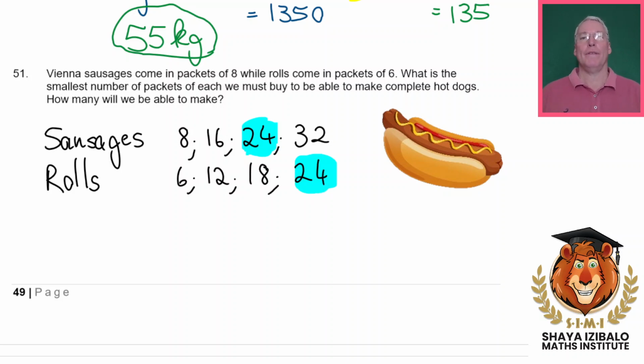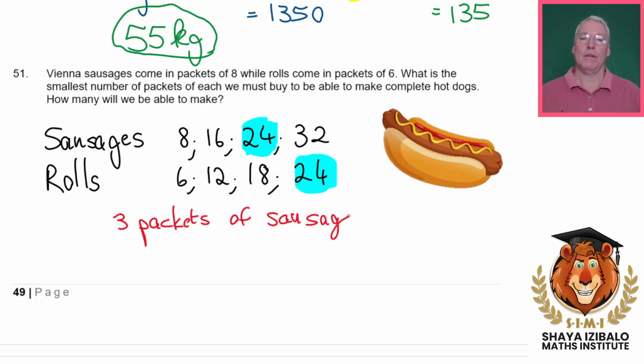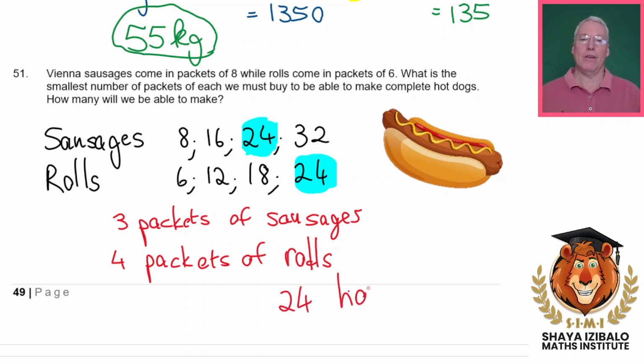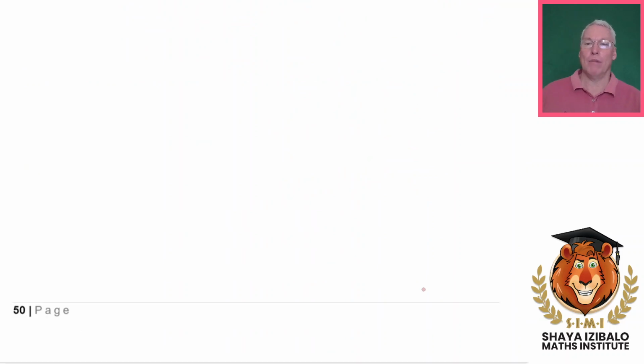So what we need to do is buy 1, 2, 3 packets of sausages, and 1, 2, 3, 4 packets of rolls. And how many hot dogs will we be able to make? Well, we'll be able to make 24 hot dogs, and there'll be no leftover rolls, and there'll be no leftover sausages. Okay, that brings us to the end of this module, our first module.